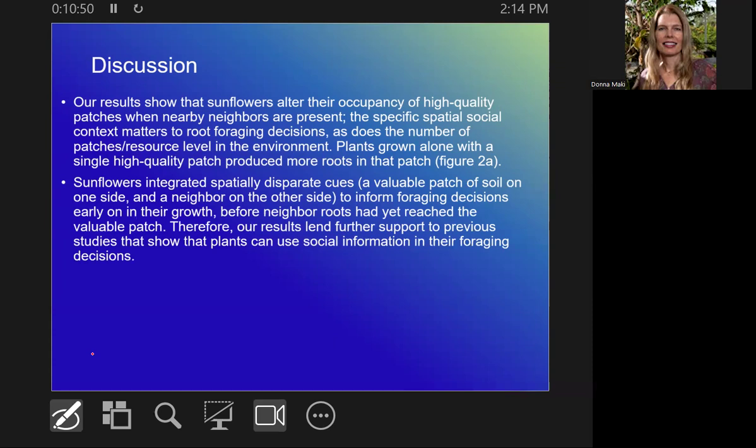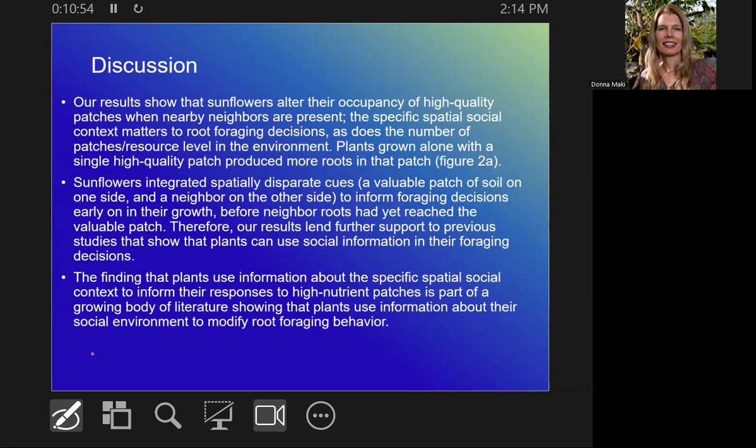Plants can use social information in their foraging decisions. They use information about the specific spatial social context to inform their responses to high nutrient patches. So this is showing that plants use information about their social environment to modify root foraging behavior.